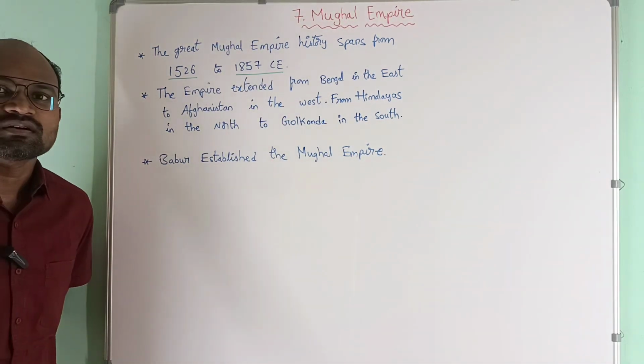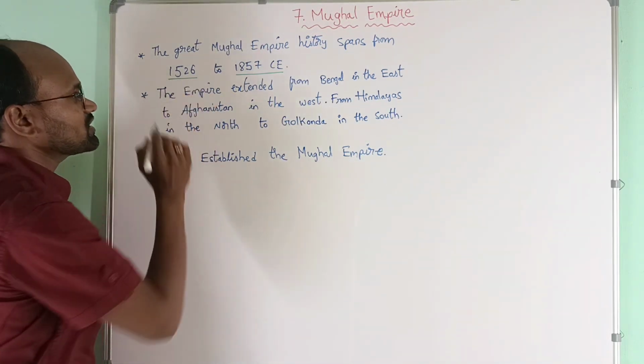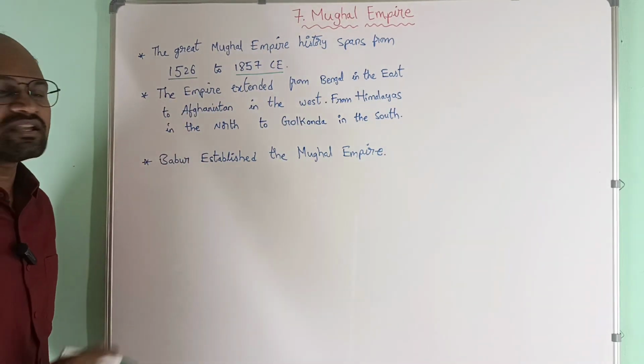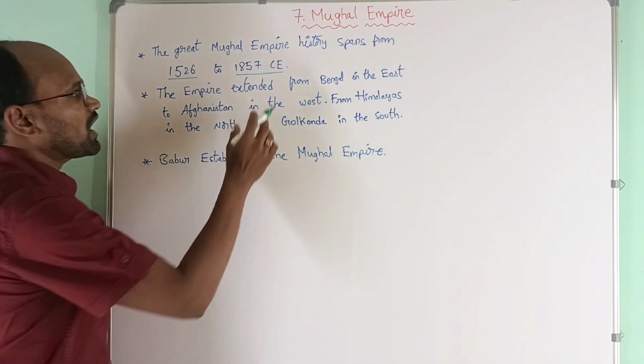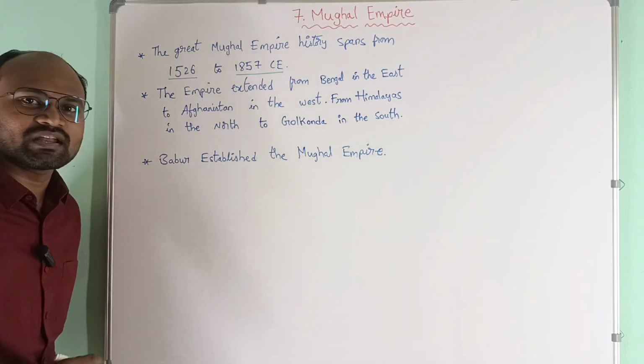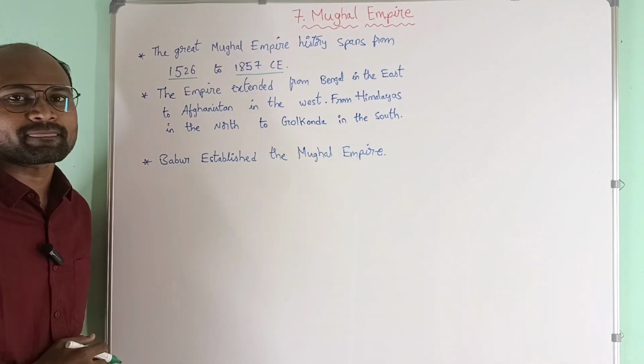This is the important bit. When was the Mughal Empire started? The Mughal Empire started in the year 1526 AD and it extended up to 1857 AD. Here, alternatively, you can use both AD as well as CE. AD means Anno Domini and CE means Common Era.